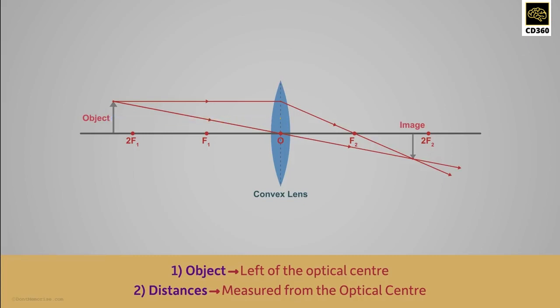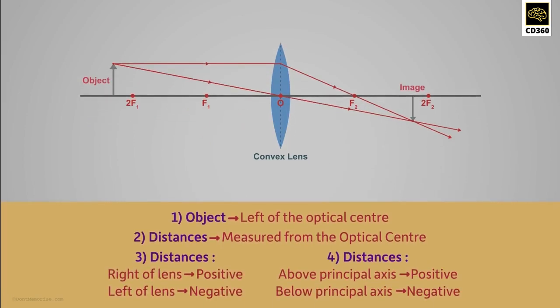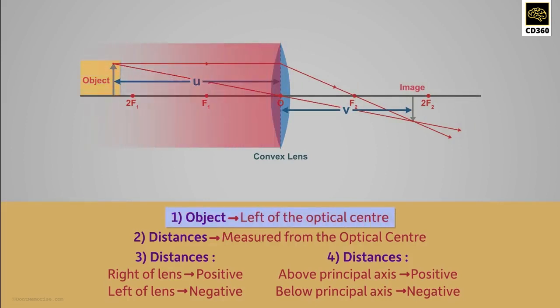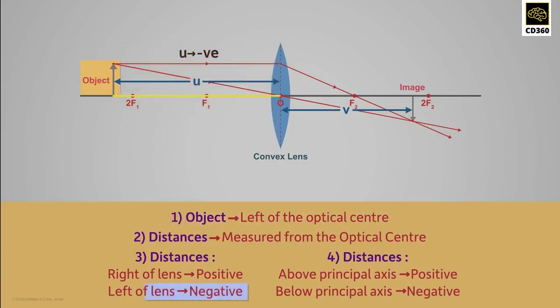The third and the fourth conventions are easy. Here they are. I'm sure they're self-explanatory. What is it that we measure above and below the principal axis? Yes, the heights of the object and the image. And what do we measure to the right and the left of the optical center? Yes, the positions of the object and the image. But according to the first sign convention, the object is always kept to the left of the optical center. This means that the object's distance from the lens will always be negative. But the image distance could be positive or negative depending on its position.